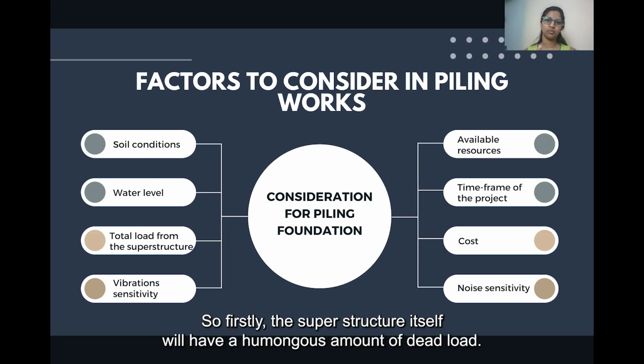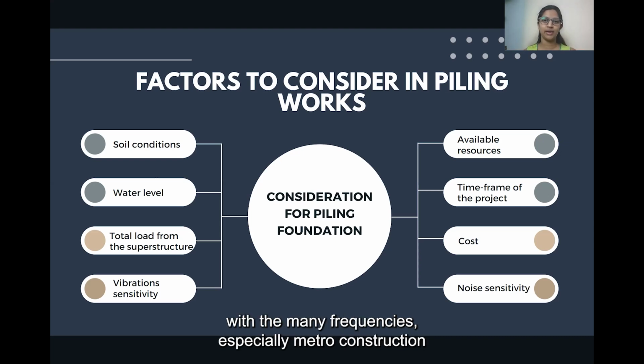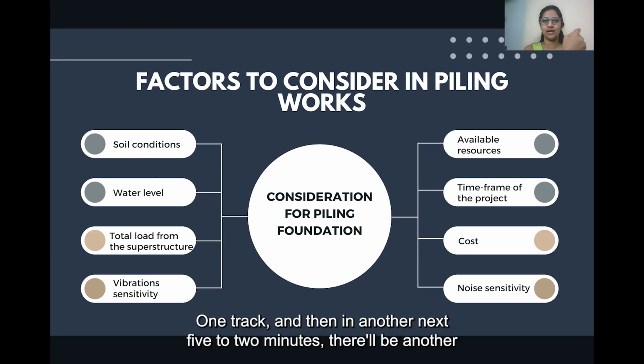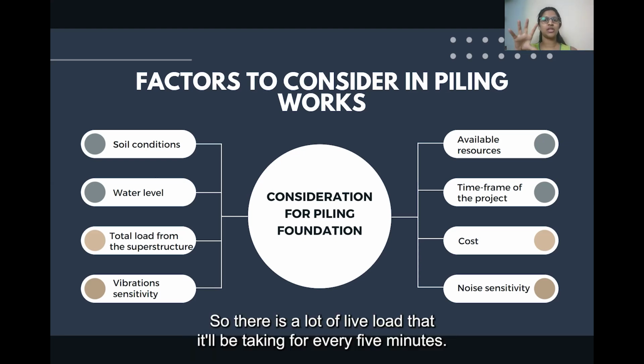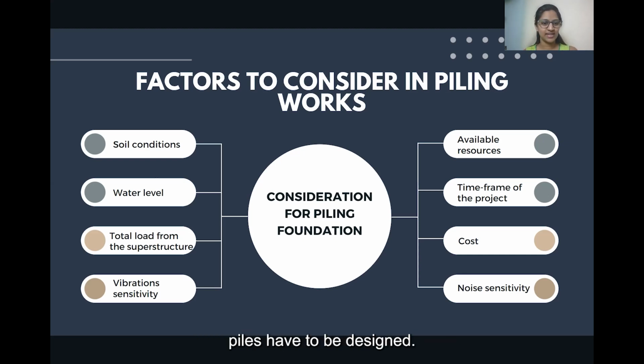Firstly, the superstructure itself will have a humongous amount of dead load. On top of that, there will be live loads acting with many frequencies, especially in metro construction. Say, for example, every 5 minutes there is one train passing by one track, and then within the next 2 to 5 minutes there will be another train passing in the opposite direction. So there is a lot of live load it will be taking every 5 minutes. Keeping all of these things into consideration, these piles have to be designed.